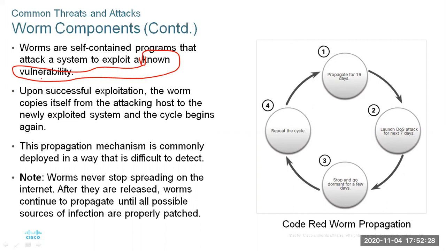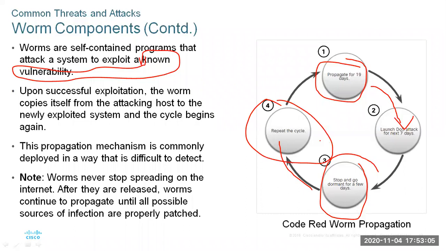Okay, so upon successful exploitation, the worm copies itself from the attacking host to the newly exploited system, and the cycle begins again and again and again. All right, so it propagates for 19 days. That's how it has been designed. Then it launches DoS attacks for the next 7 days. Then it stops and goes dormant for a few days. You think that it is gone, and then it repeats the cycle again, and goes round and round.